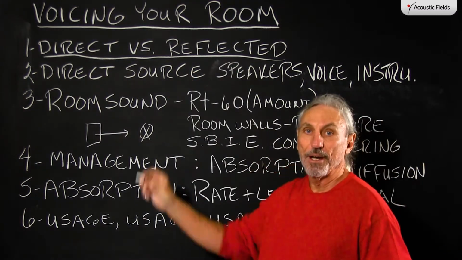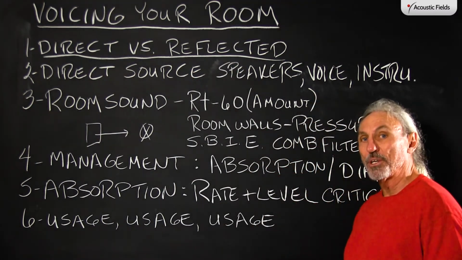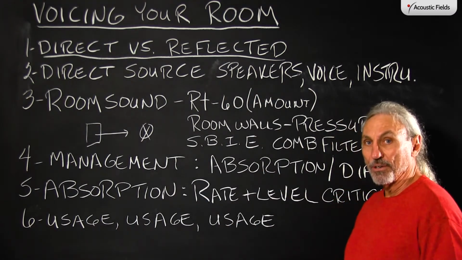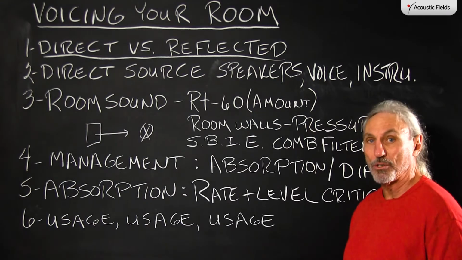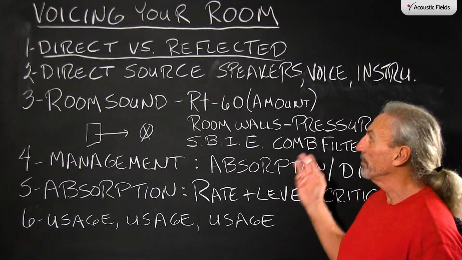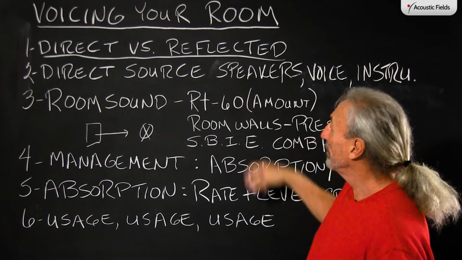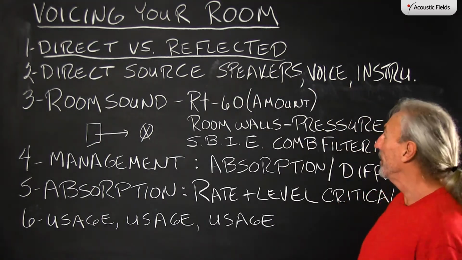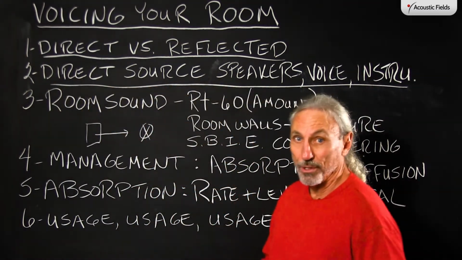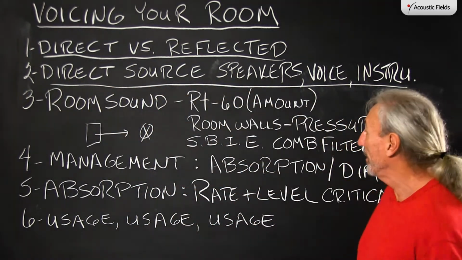Too much reflected energy at the microphone position leads to too much room sound. Not enough direct energy leads to a weak source and no impact on vocals if you're in a voice room. So it's always a balancing act between direct versus reflected energy. And we have to remember that our sources are the source, so to speak, of the direct energy.